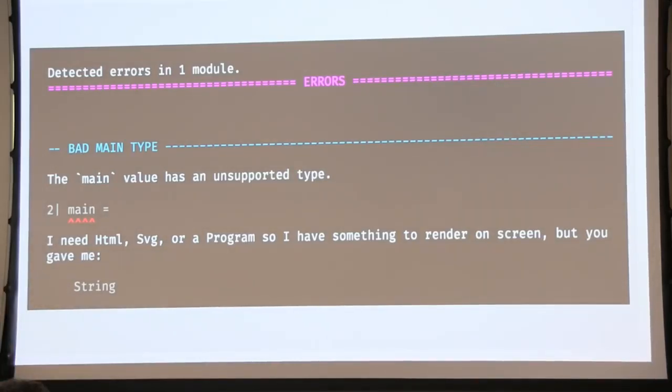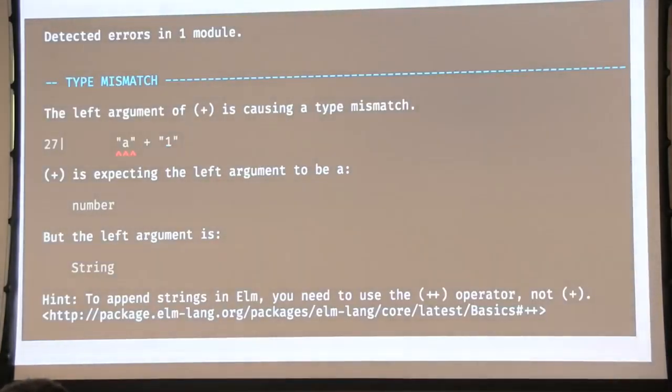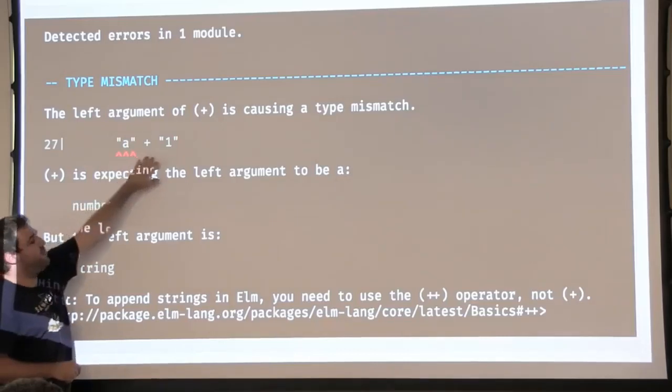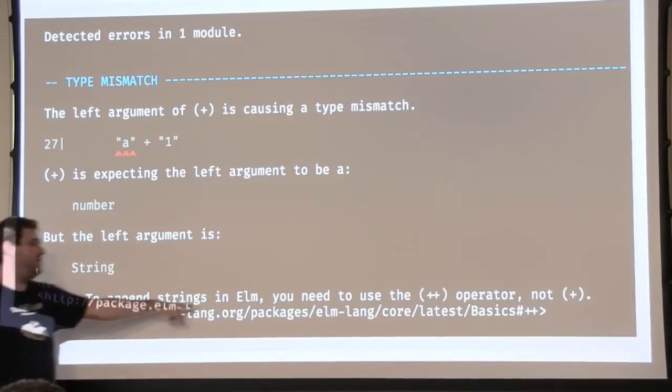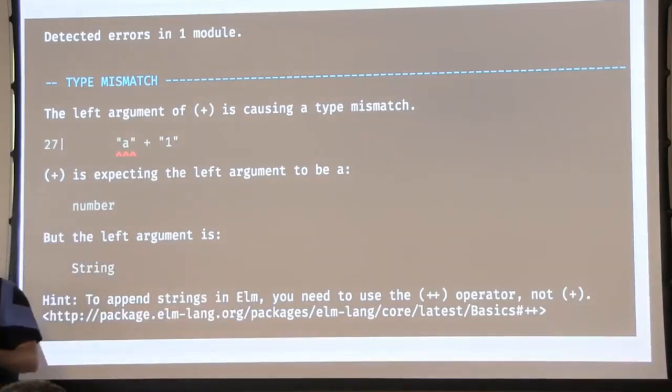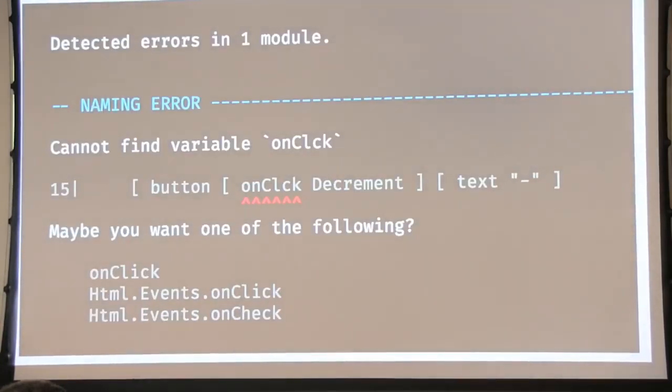And it's a common recurring theme. The designers of the language said, if the error doesn't tell you how to fix it, it shouldn't be an error. It shouldn't be in the language. So, for example, if you try to combine 2 strings together with a plus, you have to use 2 pluses in Elm for reasons. And it says the left argument of plus is causing a type mismatch, blah, blah, blah. Hint, to append strings in Elm, you need to use the double plus. So it helps you out. It keeps you sane. And one last thing, which is, well, almost last thing, which was amazing.